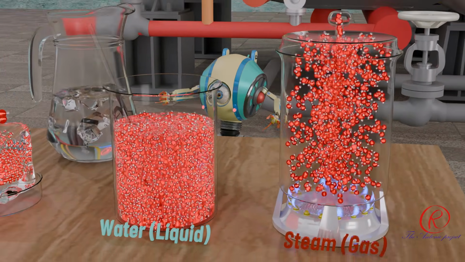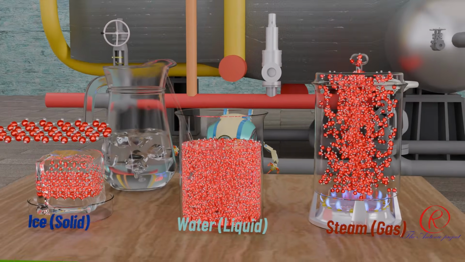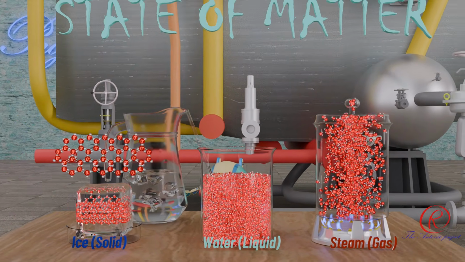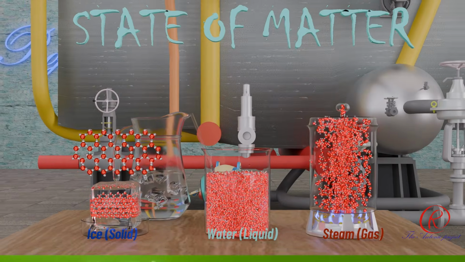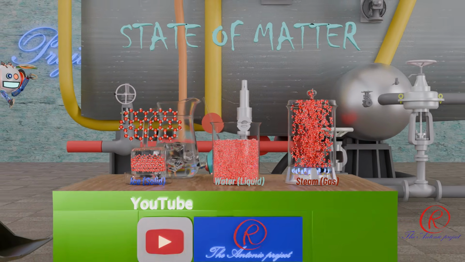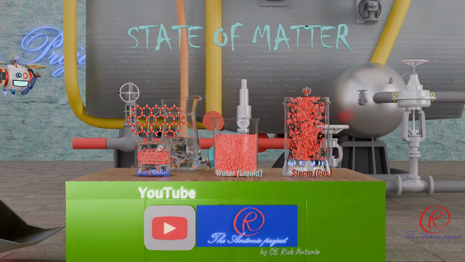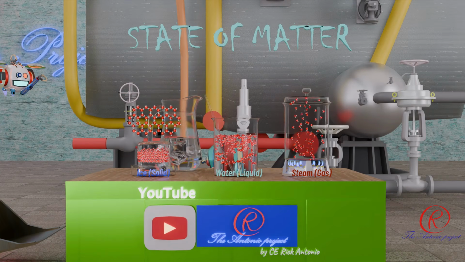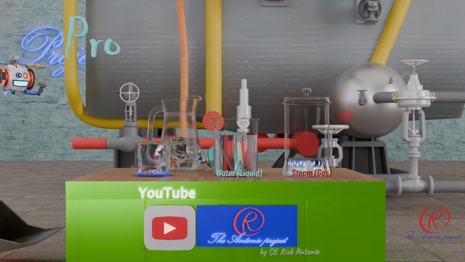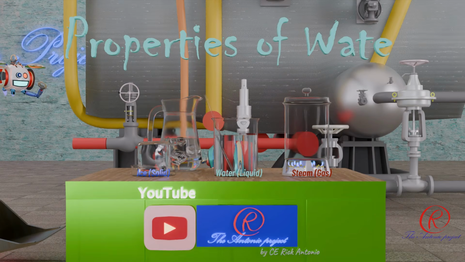Change between states. Water changes from one state to another through heating or cooling. Melting, from ice to water. Freezing, from water to ice. Evaporation or boiling, from water to steam. Condensation, from steam to water.